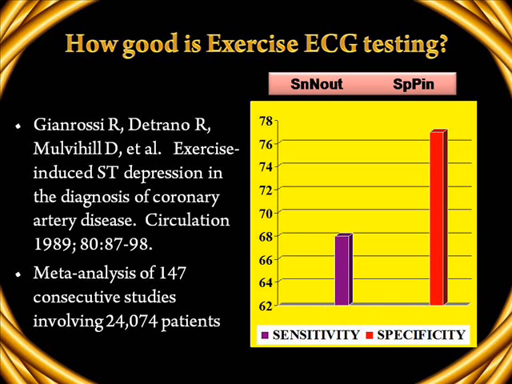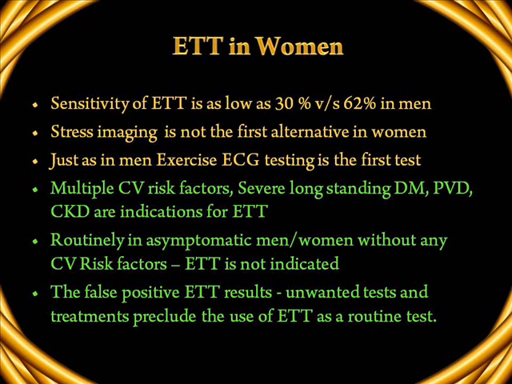In other words, sensitivity 68%, quite low, not as good as all of us wanted, but the specificity is reasonably good, around 77%. What is the value of ETT in women? We know coronary artery disease in women is much different from coronary artery disease in men. The sensitivity of the ETT in men is around 60-65%. In women, it is as low as 30%.